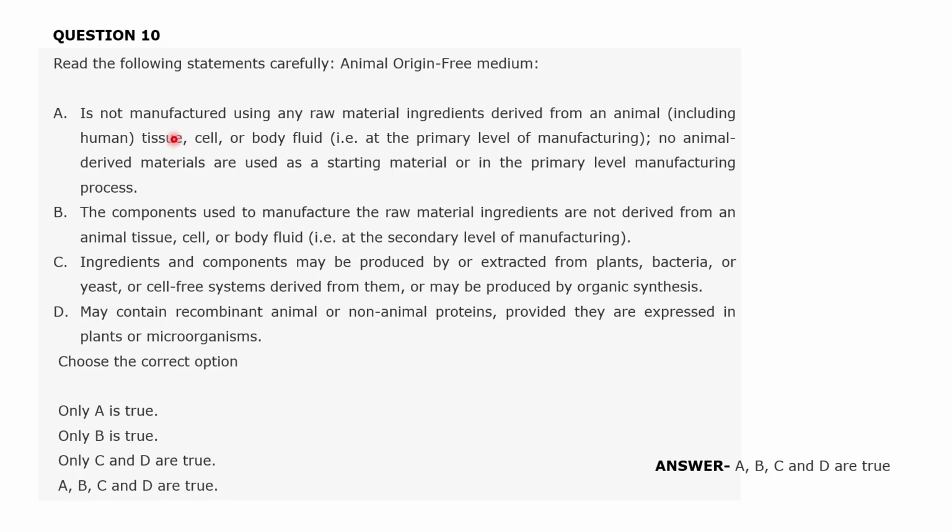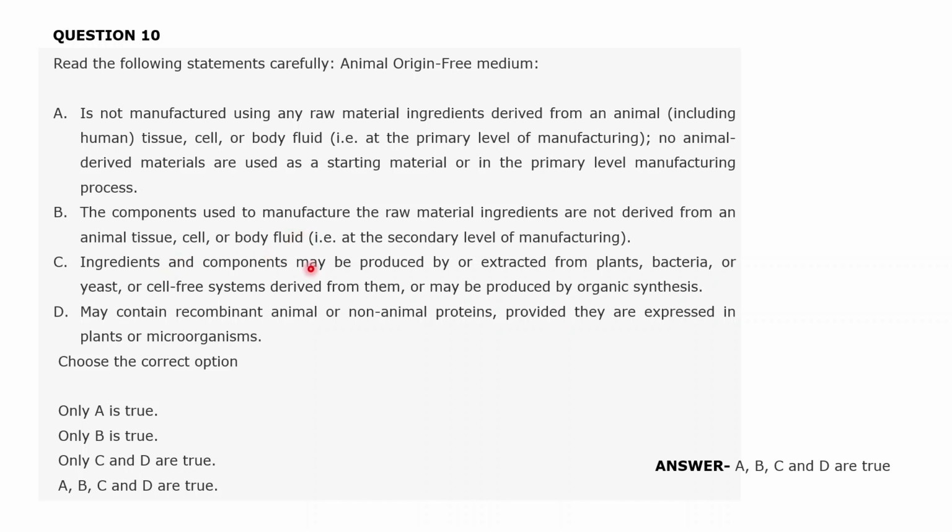If you look into the first option, it is not manufactured using any raw material ingredient derived from animal source. No animal derived materials are used as starting material or in primary level of manufacturing. So that option is right, because they don't have any animal source in there. From the name itself it is quite clear. Option B, the components used to manufacture the raw materials are not derived from animal tissue or body fluid. That gives you the same definition, so that option is also true.